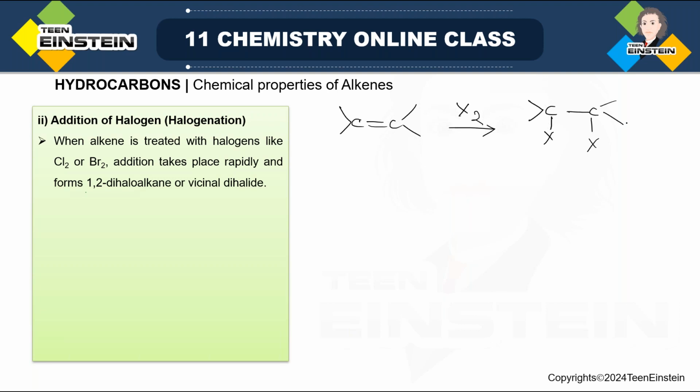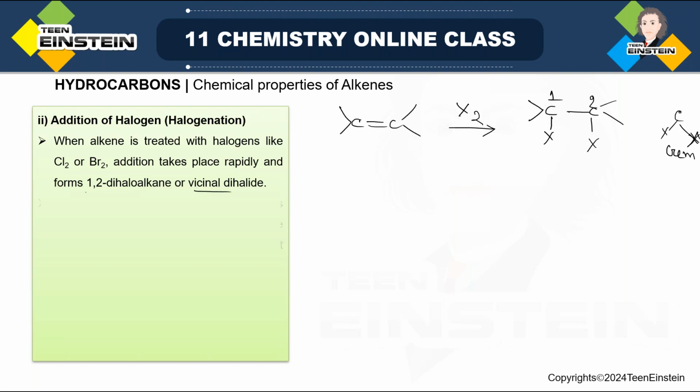It is also called 1,2-dihaloalkane because their position with respect to each other is 1,2. It is also called vicinal dihalide. Remember, there is another term, geminal. Geminal means where the same carbon contains both X, and that is called geminal or gem. But this is vicinal or vic, which is when their positions are at 1 position and 2 position.